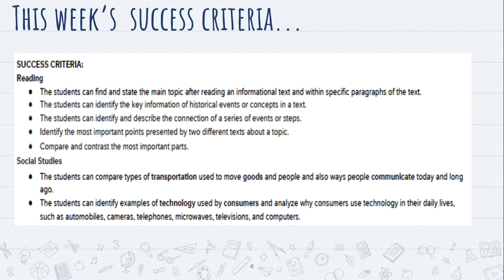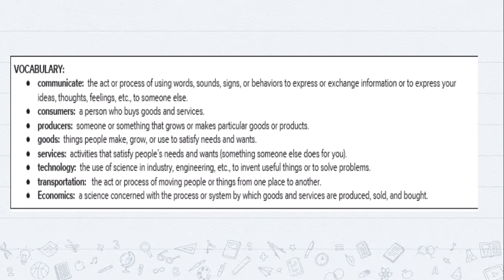And then we're also going to be working on social studies this week. We're going to compare types of transportation used to move goods and people and the way that they communicated long ago and the way that we communicate today. We're going to identify examples of technology used by consumers, and we're going to really think about why they use technology in their daily lives. Here's your vocabulary for the week.